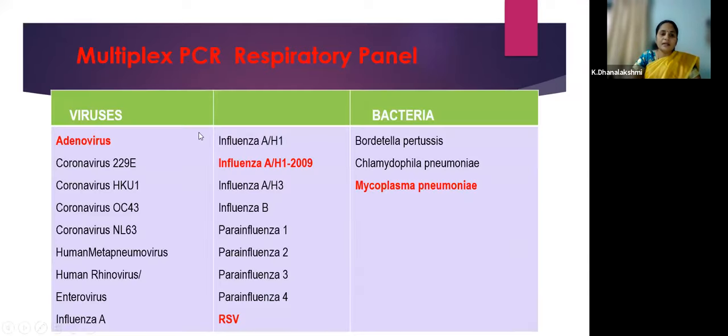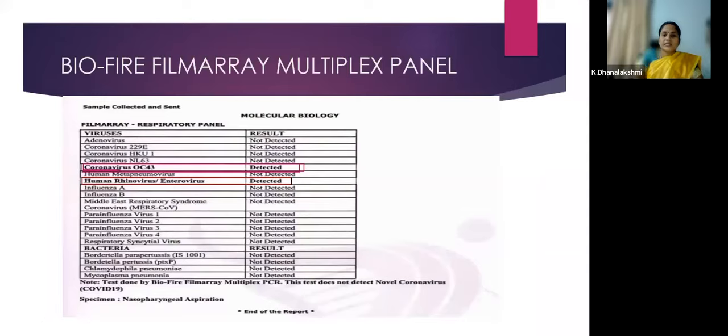So this is how this multiplex PCR covers all the common viruses, including the non-SARS-CoV-2 coronaviruses, the other coronaviruses which can cause upper respiratory infections. Adenoviruses are covered, entero and flu are covered, and this is the common H1N1 that we are seeing. Parainfluenza is covered, and bacteria like chlamydia, pertussis, mycoplasma are all covered in the multiplex PCR. So this is a report. We have the other coronavirus OC43 detected and human rhinoenterovirus detected.